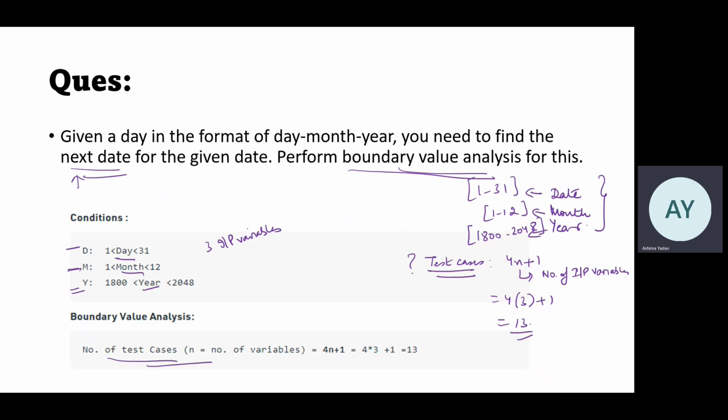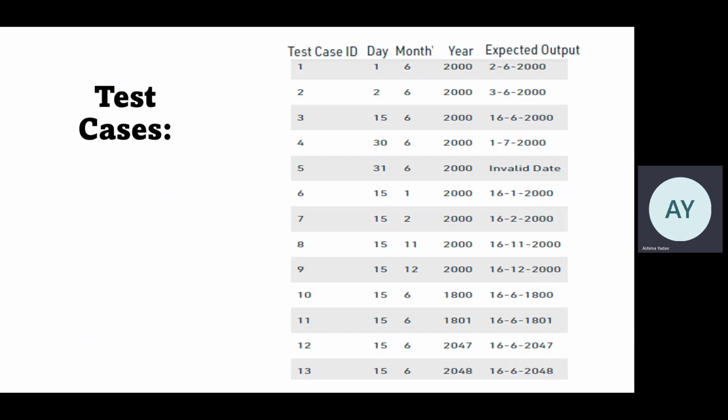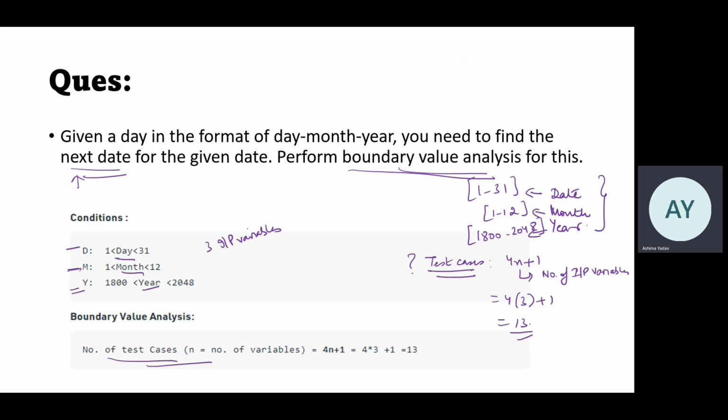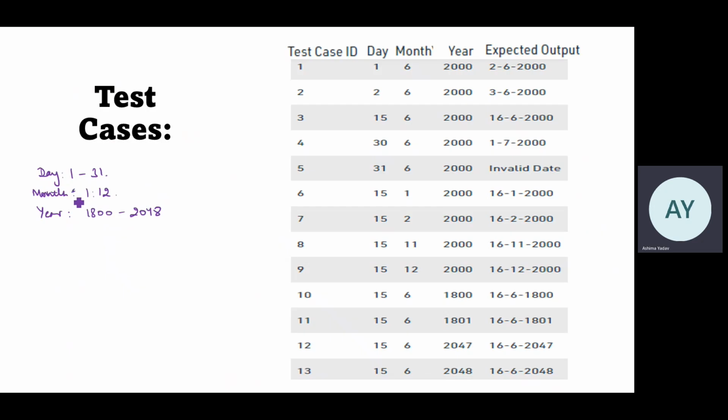Now, how will you prepare the test cases? These are the test cases that are written. If you see previously, day had the domain 1 to 31, month was between 1 to 12, and year was from 1800 to 2048. So this is the domain, the range, that is written here. Day can vary between 1 to 31, month 1 to 12, and year 1800 to 2048.